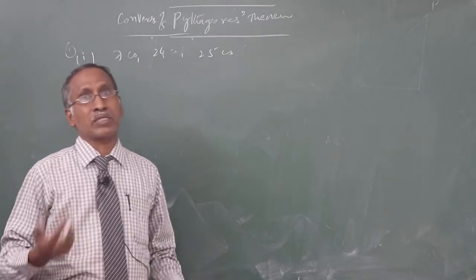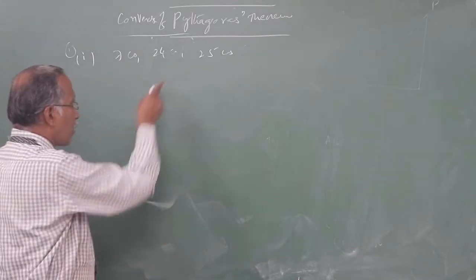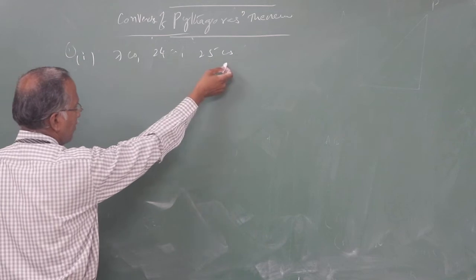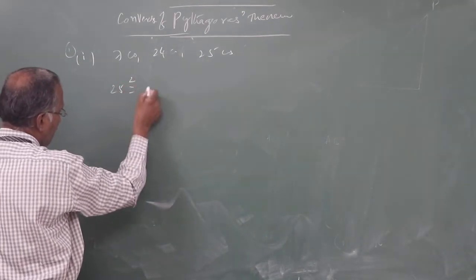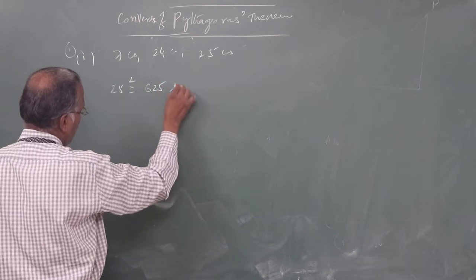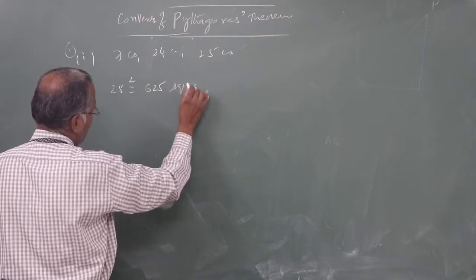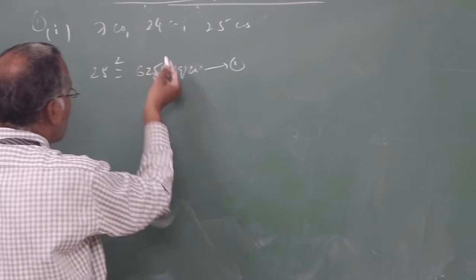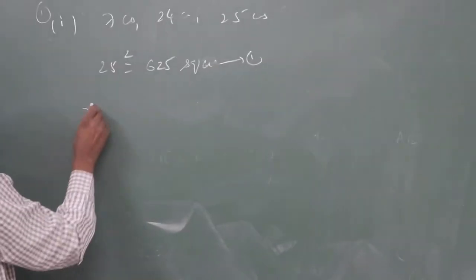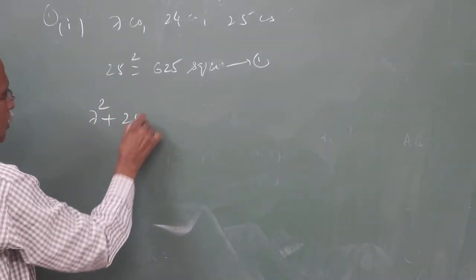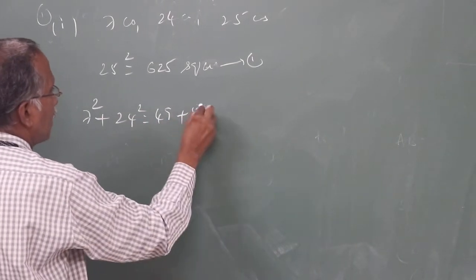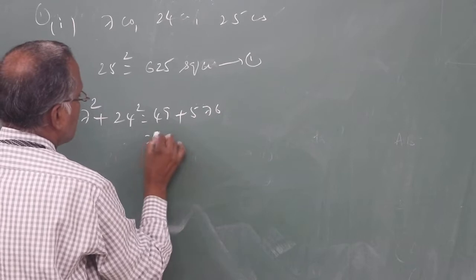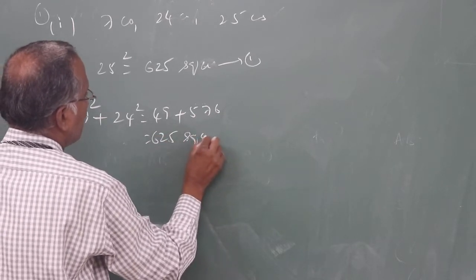For that, use the converse of Pythagoras theorem. Take the square on the longest side. Among these three measurements, 25 is the longest side. Therefore, 25 square is equal to 625 square centimeters. Equation 1. The sum of the squares on the other two sides you can take now: 7 square plus 24 square. 7 square is 49, 24 square is 576, which is equal to 625 square centimeters.